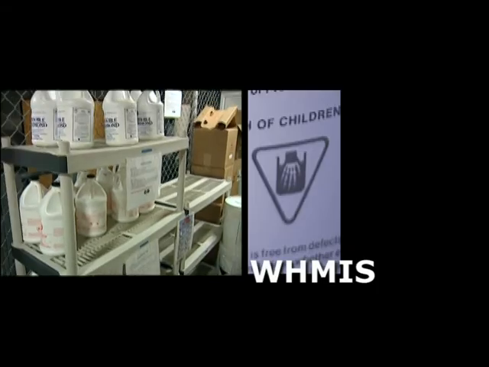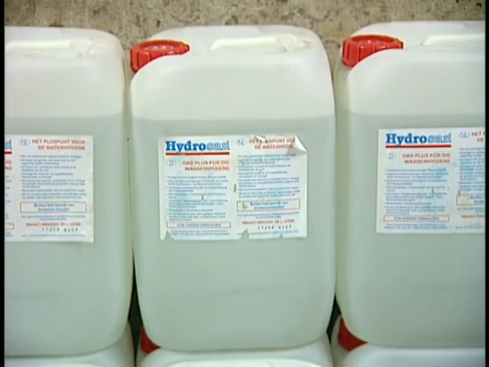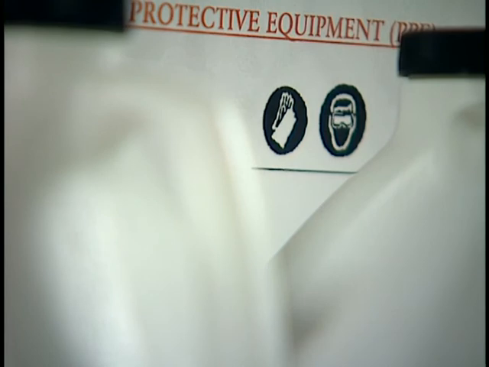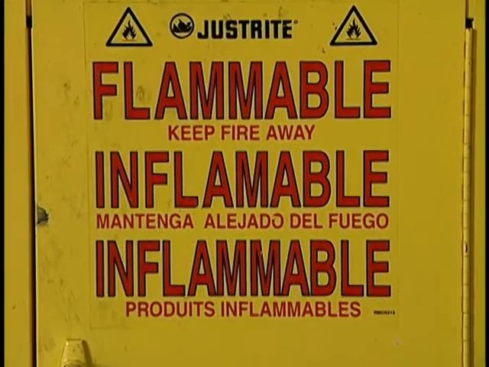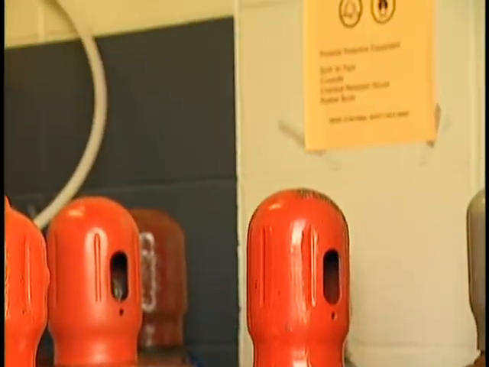Workplace Hazardous Material Information System. WHMIS, as it is commonly known, is a nationwide system that is designed to give employers and employees information on hazardous materials with which they may come into contact. It's important that employees know the safe use, handling, and storage of all controlled products they use as part of their everyday job.